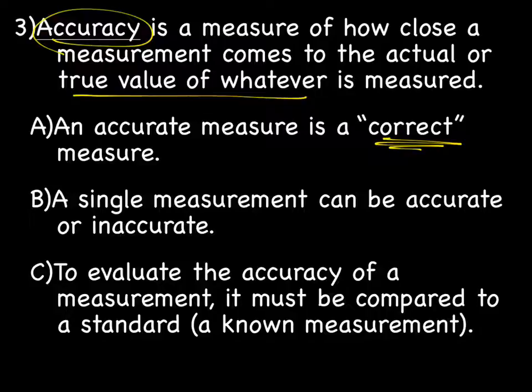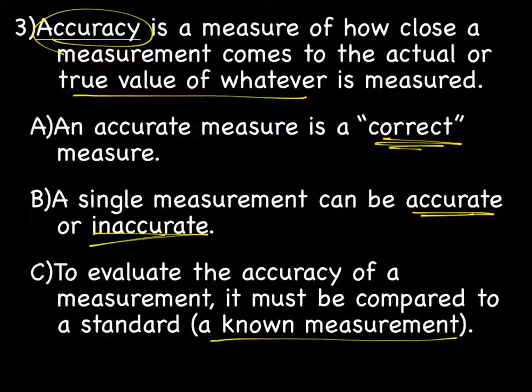A single measurement can be accurate, meaning it is very, very close to the actual measurement, the actual quantity, or it can be inaccurate, meaning not very close at all. To evaluate the accuracy of a measurement, it must be compared to a standard or a known measurement. So again, accuracy is how close a measurement is to the actual quantity, the actual real measurement.